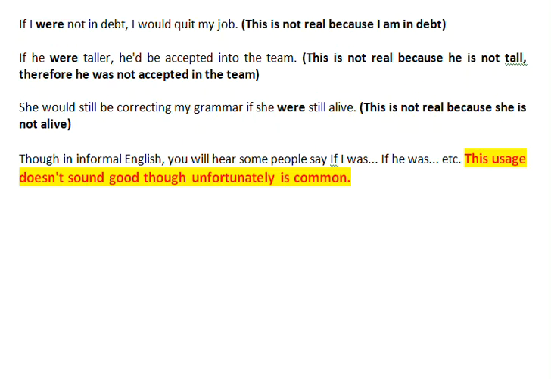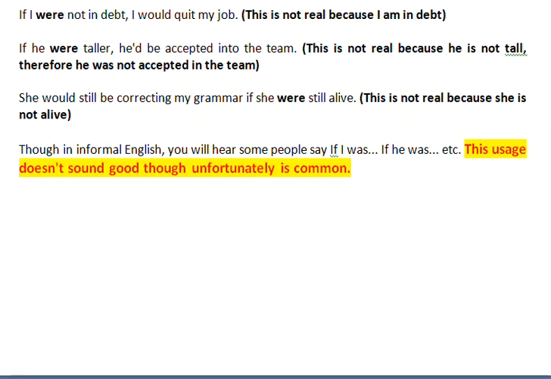If you have to use the subjunctive mood and the second conditional, always try to use the verb were with all the subjects, ¿ok? If you use was, it doesn't sound good. It sounds kind of not really polite, not really educated, ¿ok? But in informal English, it's common. No suena bien, no suena educado, pero en el inglés informal es común.